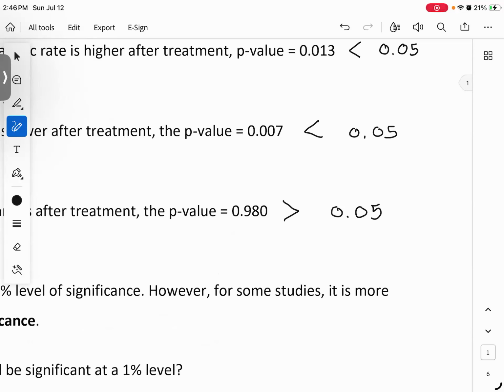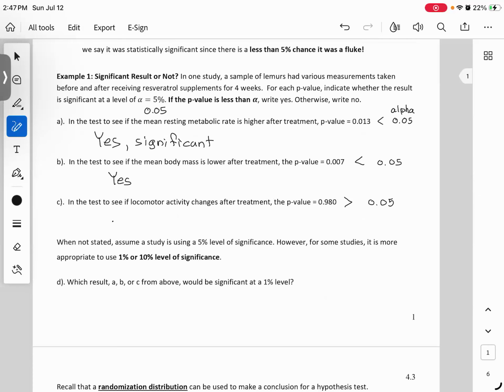There's a much higher than 5% chance that that was a fluke. Actually, there's like a 98% chance that if they did see any kind of change in the locomotor activity, it could have just been a fluke. That if they were to do it again, it would not always be that that's the outcome. So I would say no, it's not significant. It's not something that you would want to bet on.